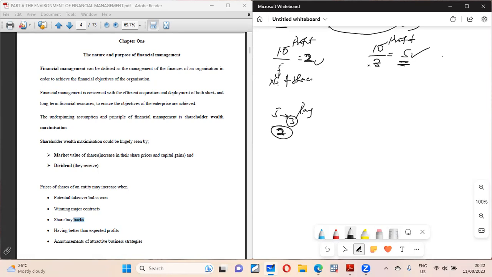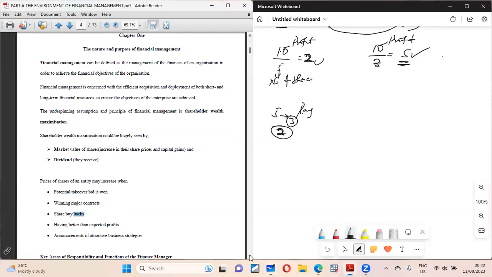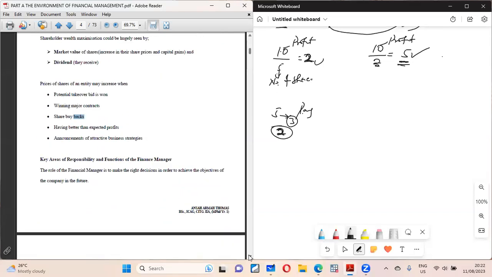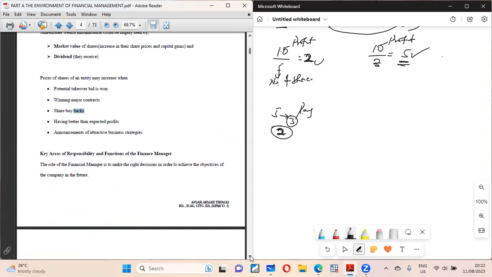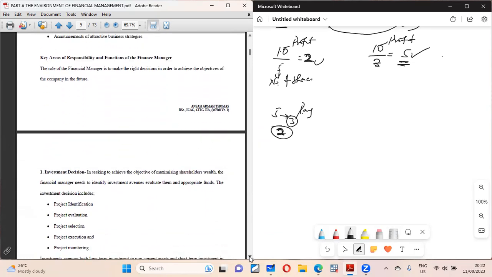Of course, having a better than expected profit. If your profit grows, you grow. All those things happen. Announcement of an attractive business strategy, it all happens.